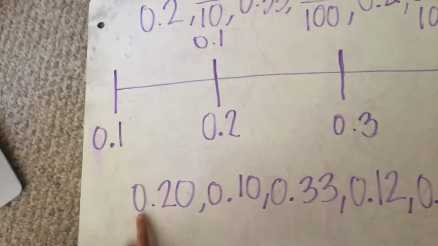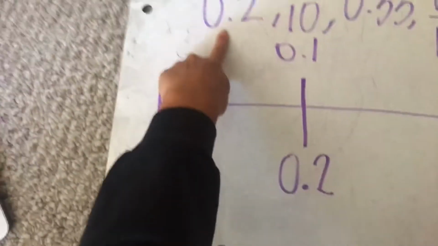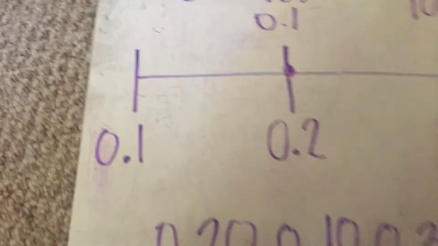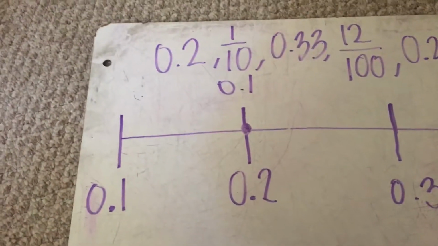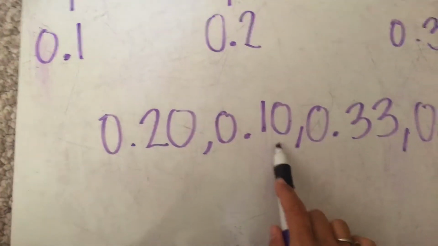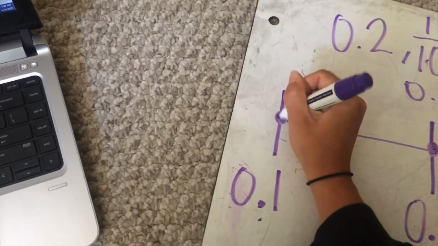So we have 0.20. So we know that up here it was 0.2, so these are equivalent. So we're going to put just a dot right there. Okay, now we have 0.10, but we know that that's 1/10. So we know 1/10, 0.10, and this 0.1 are also equivalent.